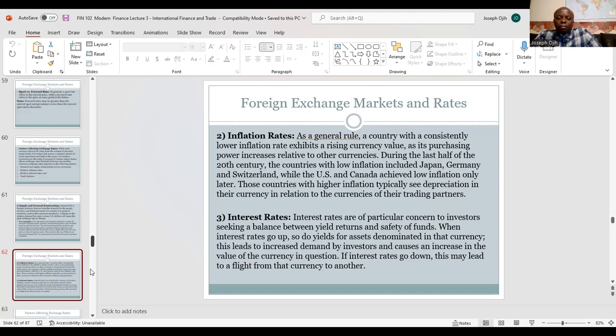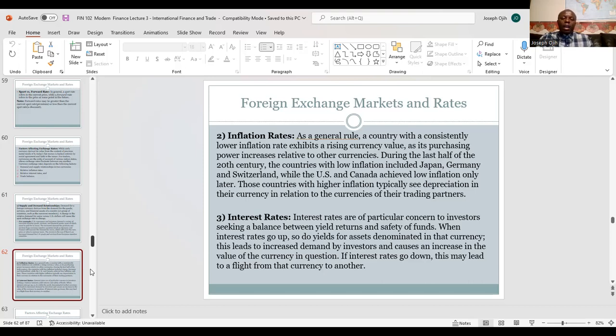exchange rate. Now, during the last half of the 20th century, the countries with low inflation included Japan, Germany, and Switzerland, while the US and Canada achieved low inflation only later. Now those countries with high inflation typically have depreciated currencies.